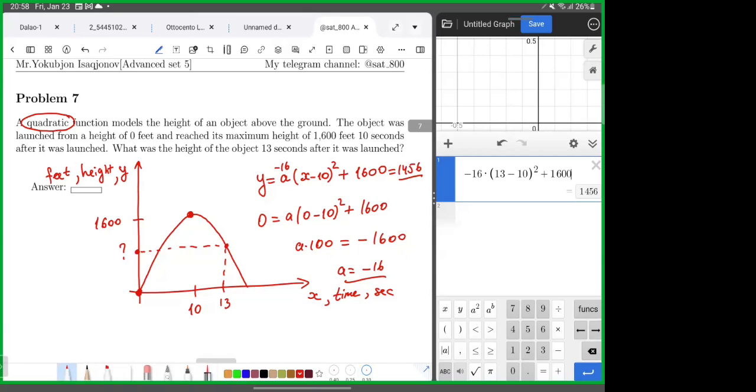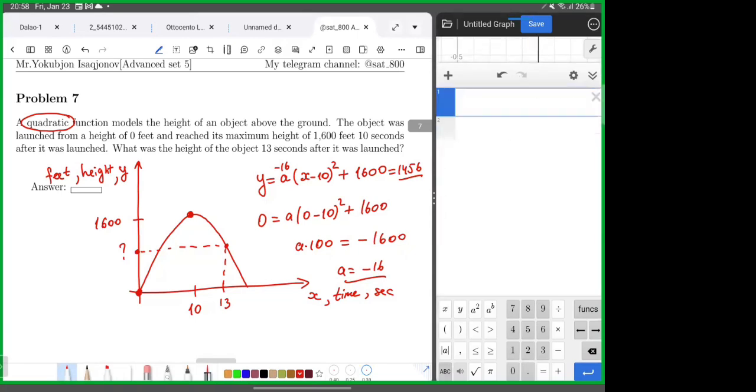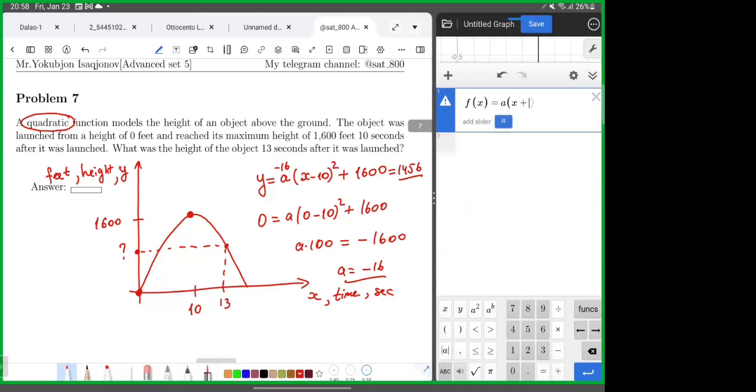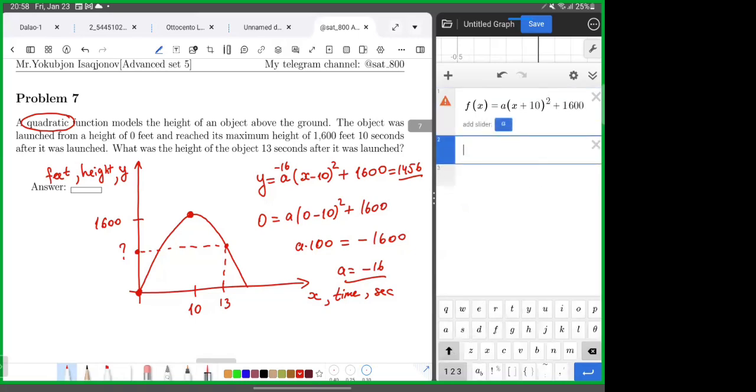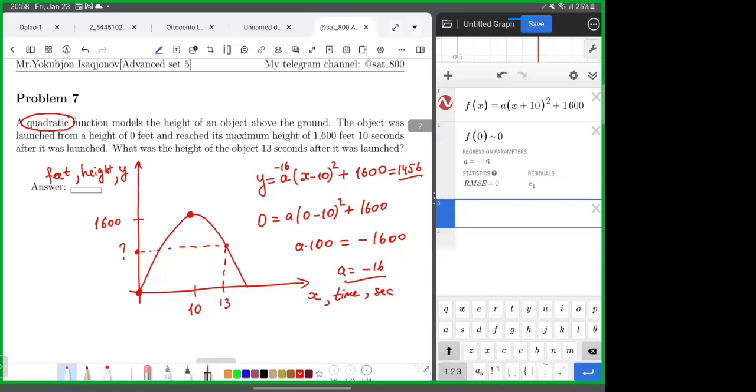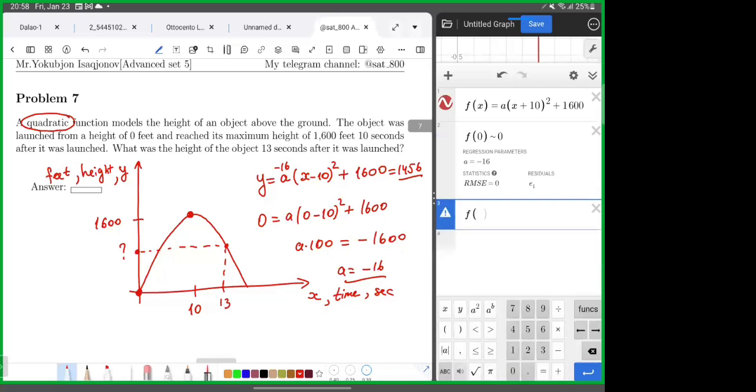The answer is found. Now let's solve this with DESMOS. So when you are given quadratics, f of x equals a times (x minus 10) squared plus 1600, and you know that f passes through the point where x is 0 and the value is 0. So finding a is done. Now we can do f of 13.